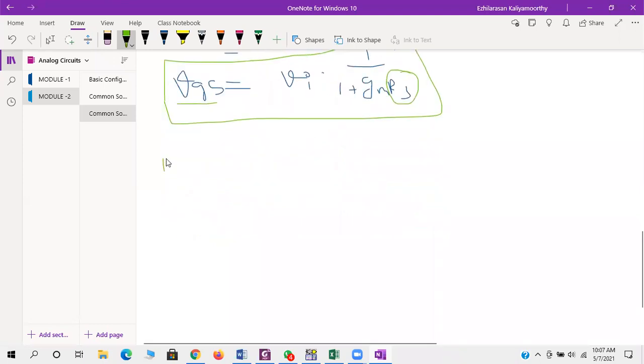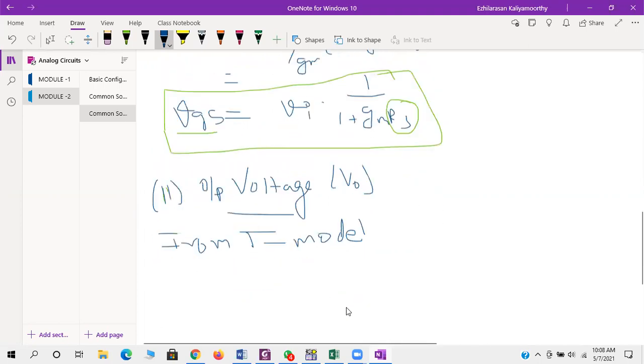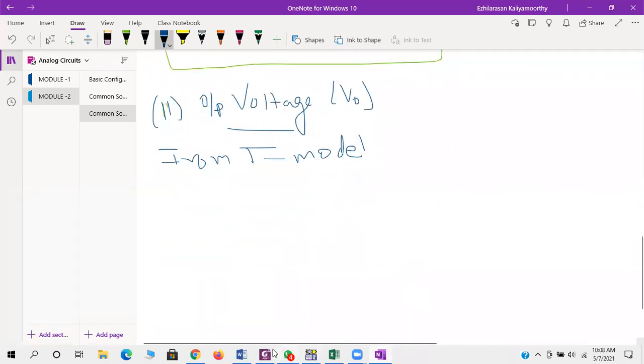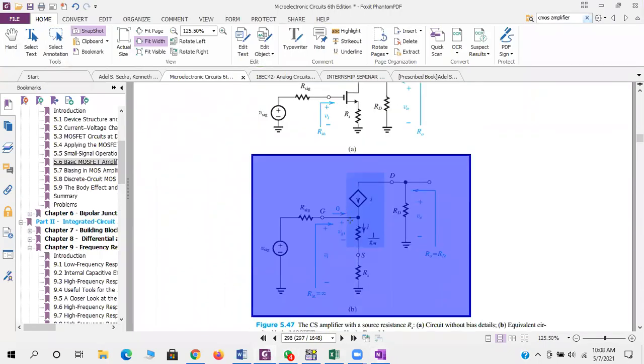Next, let us go for another parameter, the second parameter, which is the output voltage, Vo, from the T model circuit. From the T model circuit, we have to find out Vo. So from this circuit, let me take the diagram again for your purpose. Each and every time you have to draw the diagram, then only will you get it properly.